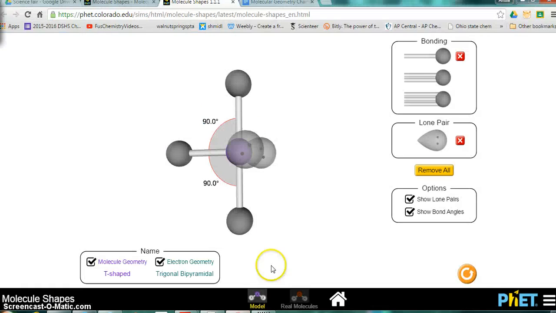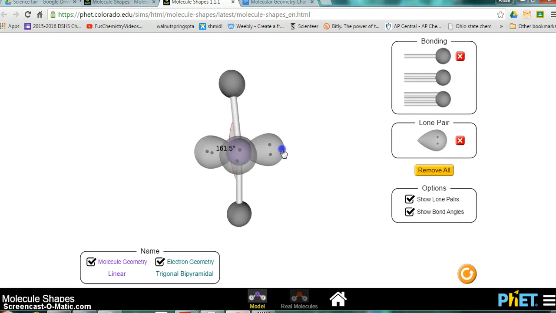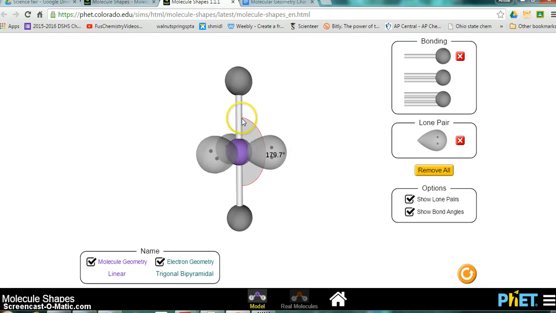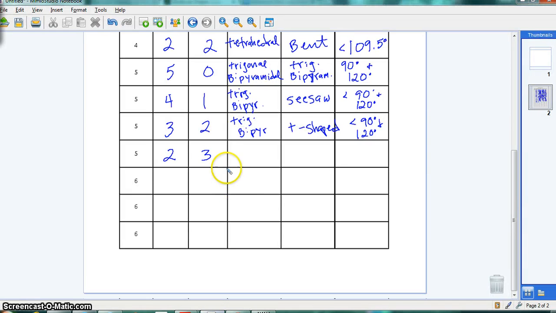And then the last one in our 5, if we take off a bond and add another lone pair, now all 3 lone pairs are in the equatorial position. And all that leaves us with our 2 bonds in a straight line. So this one is also called linear, but it's linear with 3 lone pairs. So let's go back here. Still trigonal bipyramidal. But now we have linear, which makes the bond angle 180 degrees. It's in a straight line.